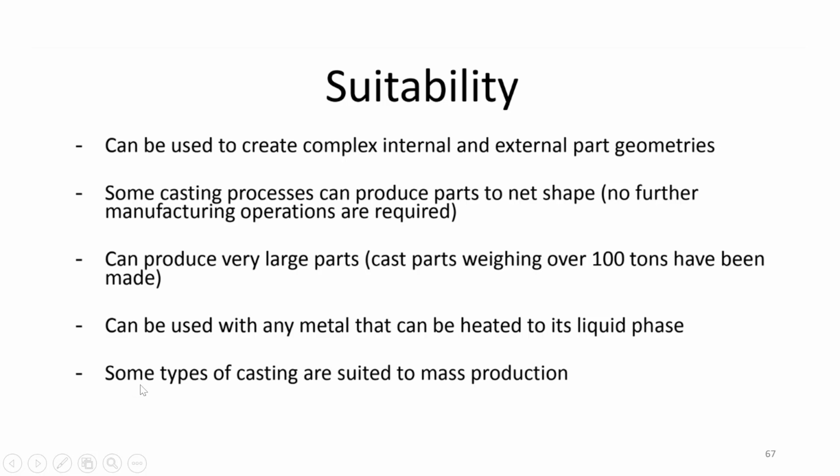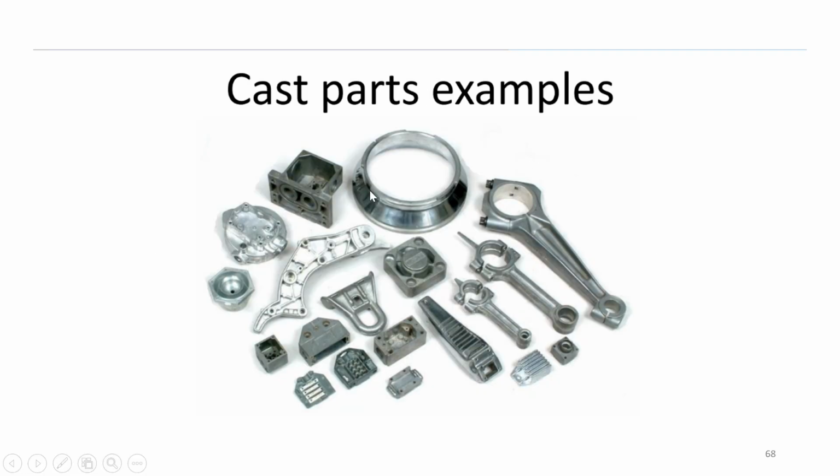For example, polymers and metals can be easily heated to liquid phase and cast into various shapes. But ceramics are hard to cast because they have very high melting temperature, so they are used for the powder metallurgy route. Some types of casting are suited to mass production, for example sand casting, which requires very little initial cost. These are various examples of cast products made for automobiles.